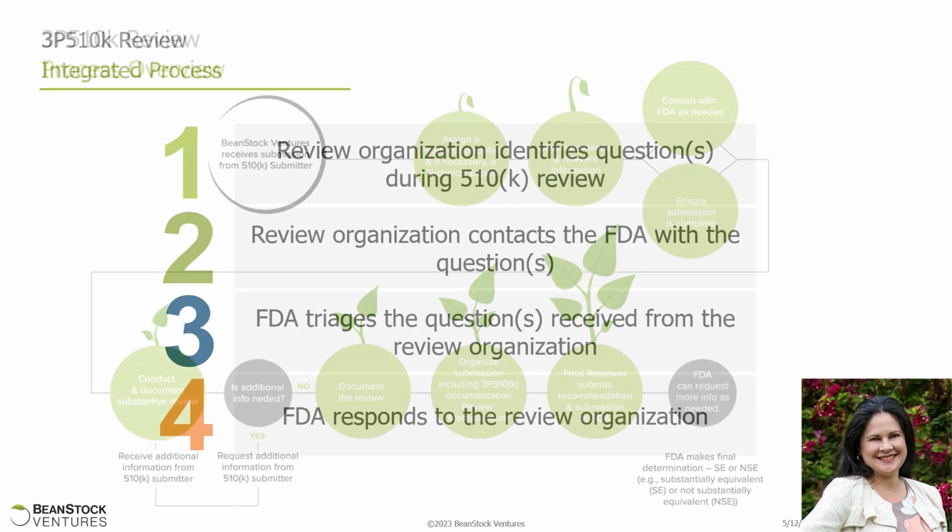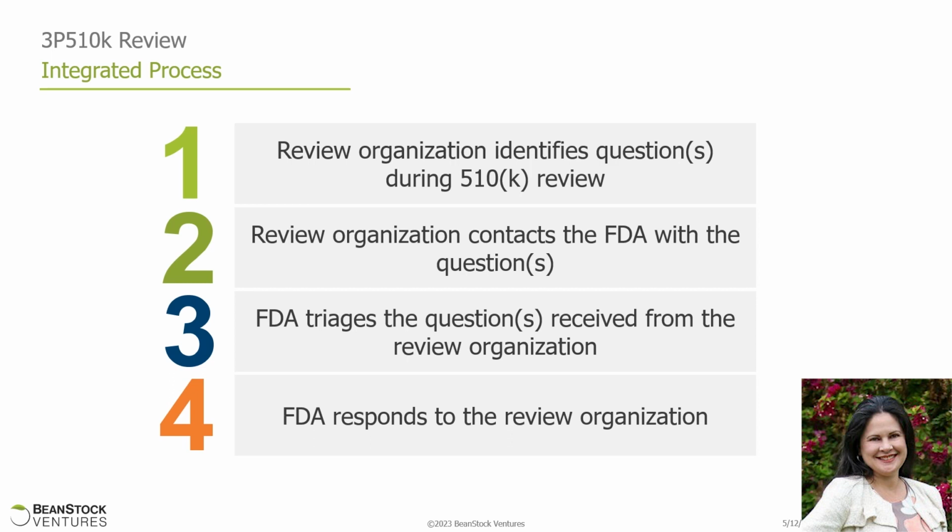The 3P 510K review process is intended to be interactive with the FDA. The third-party review organization should be working closely with the FDA to identify questions during the review, contacting the FDA with questions. The FDA will triage the questions they receive from us and will respond to the review organization. We've found during our experience that FDA is quite responsive, and they encourage us to interact with them, and they're able to provide us a lot of information that wouldn't otherwise be publicly available. This is where we can ask questions. This is where we can position and add clarity to the submission and gain insights directly from the FDA before moving forward with a substantial equivalency or non-substantial equivalent recommendation.